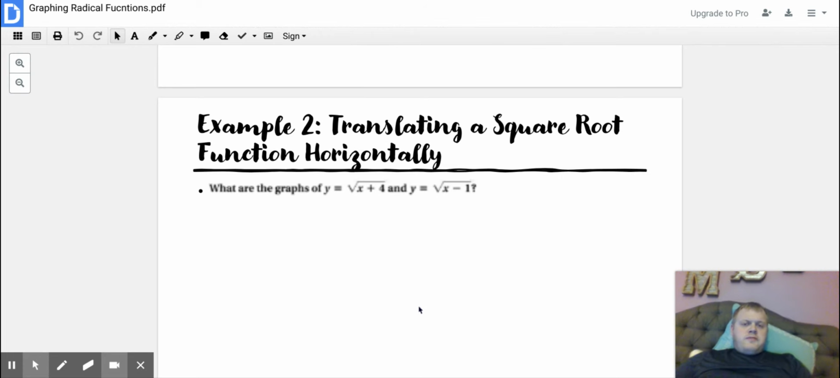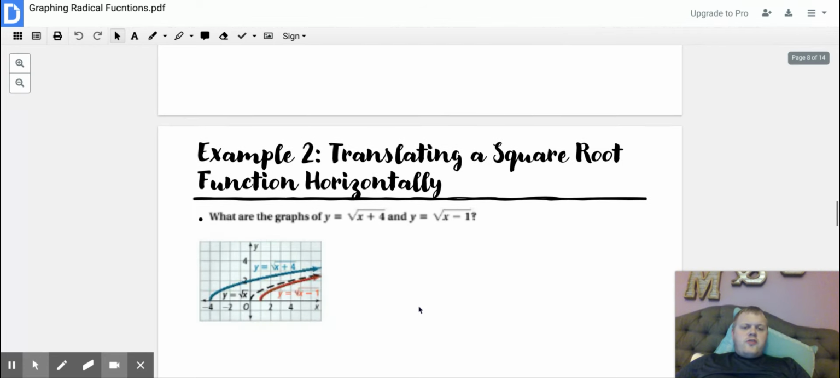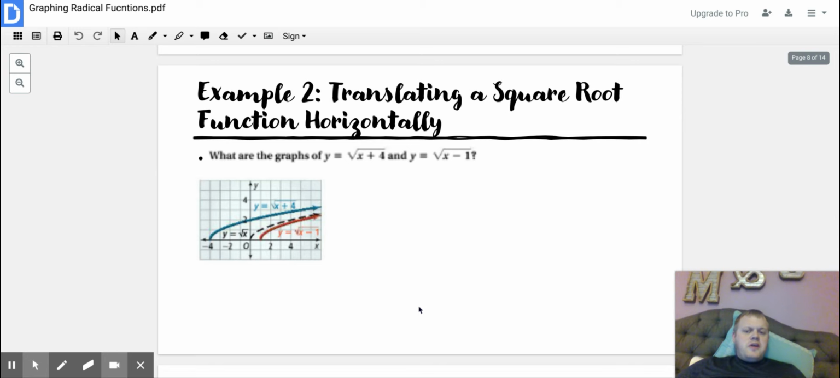See how those graphs have translated. So again, after you have graphed, you should be able to tell from the parent function, which starts at 0, the inside ones are going to move a little bit differently. Plus is going to move to the left. So we see that the square root of x plus 4 starts at -4 there, and the square root of x minus 1 starts at +1.